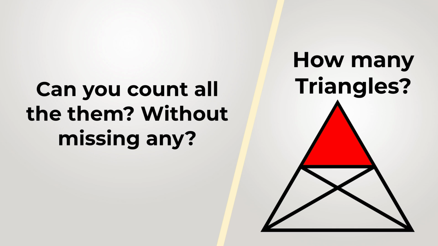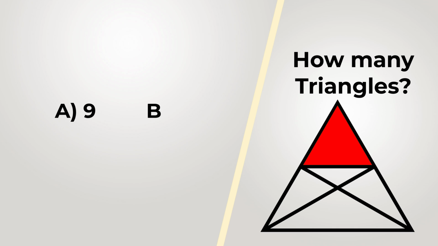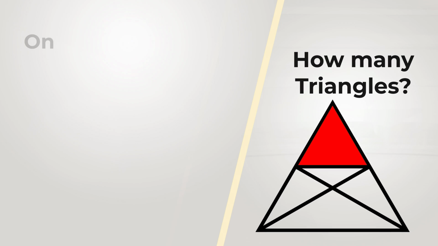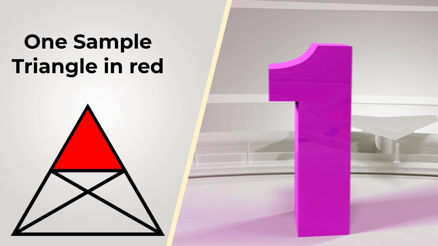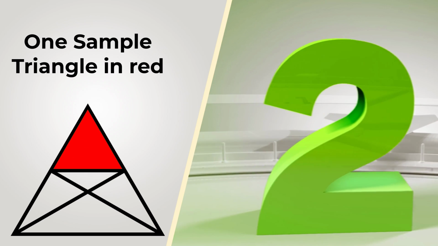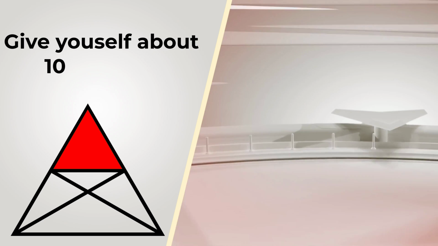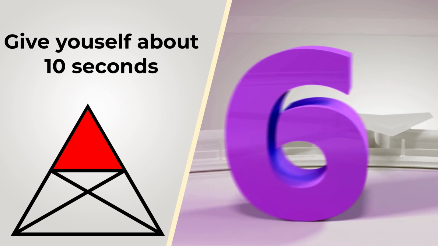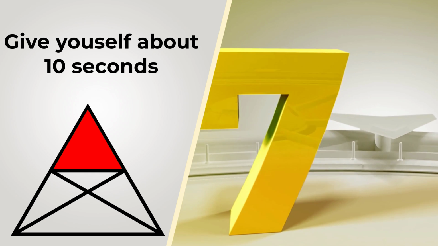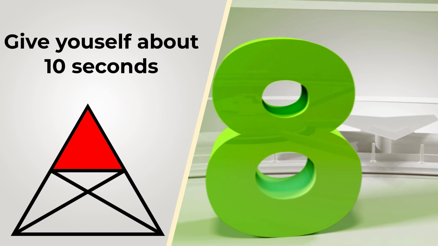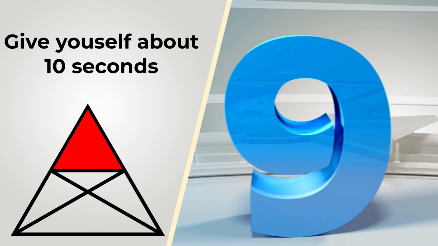You have 4 different choices. Choice A, 9 triangles. Choice B, 12. Choice C, 17. And choice D, 24. One triangle is highlighted in red, but there are a lot of other triangles. Do you think you know the answer? Give yourself a few seconds. I would recommend 10 to 15 seconds. This is about as much time as you will get in the real test. You can pause this video to give yourself some time to figure out the answer.